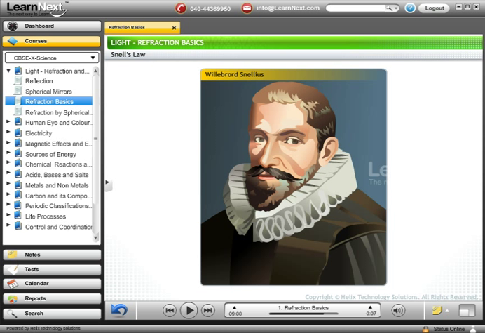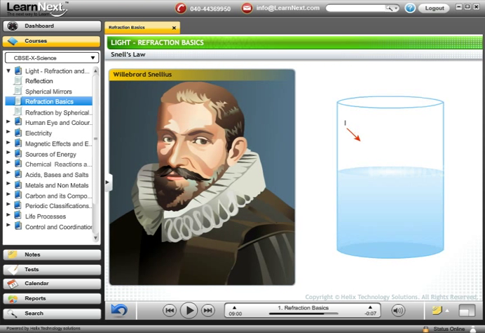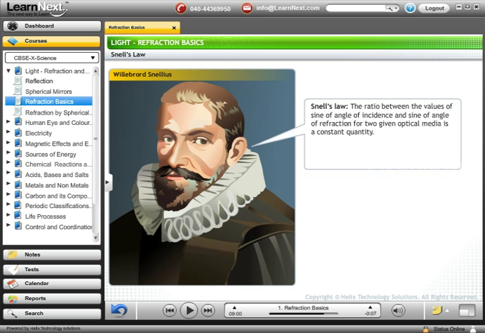Wilbrord Snellius, a Dutch mathematician, discovered the relationship between the angle of incidence and the angle of refraction for two given optical media. On the basis of this knowledge, he proposed a law to measure the refractive index of a material. This law is known as Snell's law.